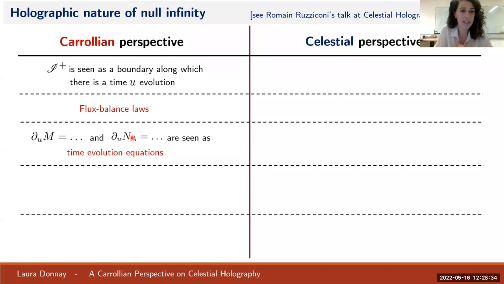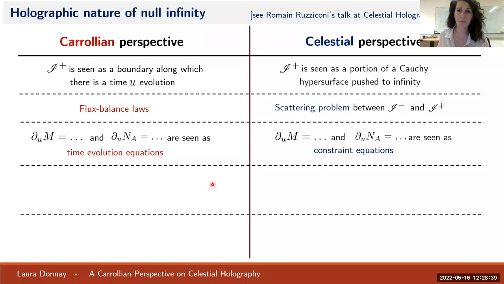On the other hand, in the celestial perspective, it's conceptually very different, because there you see Scri really as a portion of a Cauchy hypersurface, which is pushed to infinity. This is why this perspective is very well adapted to describe a scattering problem in flat spacetime, where you have an in state defined at the past boundary and an out state at the future, and see how you evolve from one to the other. The subtlety is that since you are talking about a Cauchy hypersurface, these equations are now seen as constraint equations rather than time evolution equations. They are the same equations, but it's just different ways to see them.